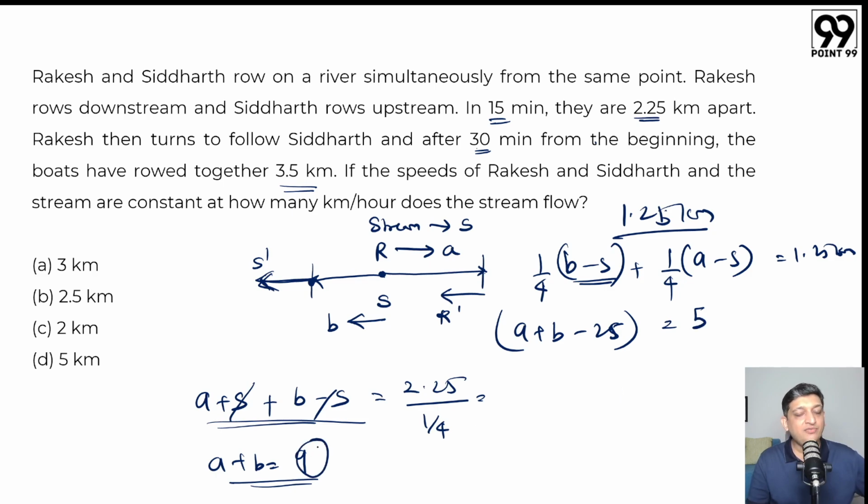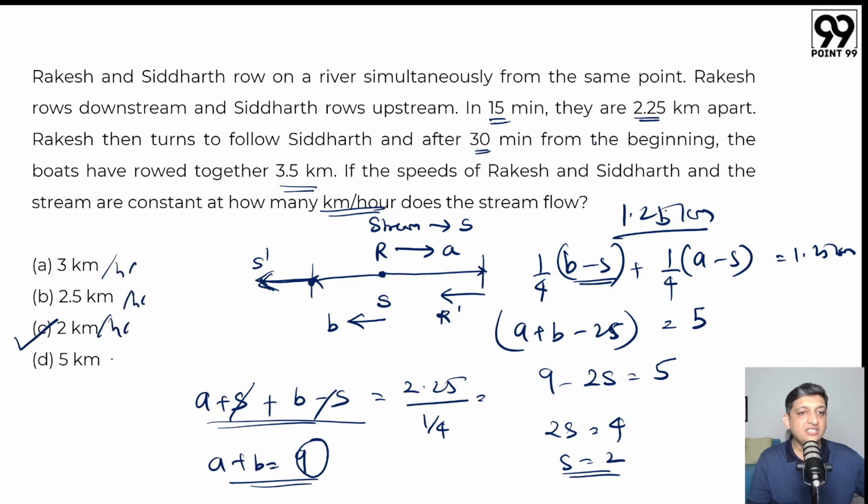I know that the value of A plus B is 9. So we can say 9 minus 2S equals 5, or we can say 2S equals 4, or S equals 2. That is what we are looking at. So at how many kilometers per hour does this stream flow? The answer here should be 2 kilometers per hour. That is the speed at which the stream should be flowing in this particular question.